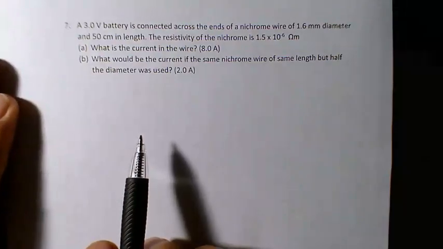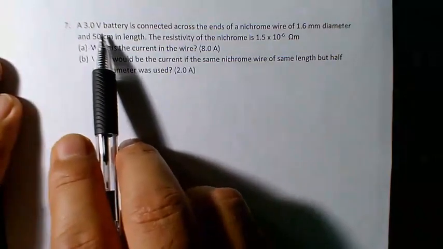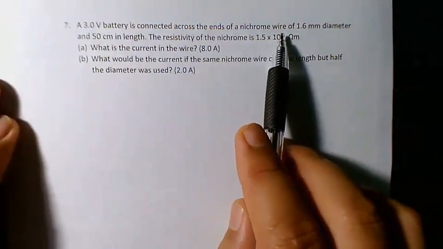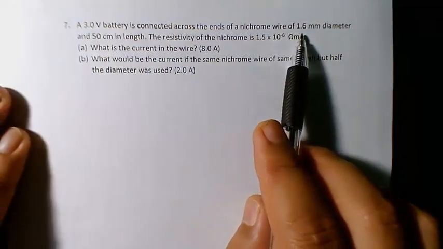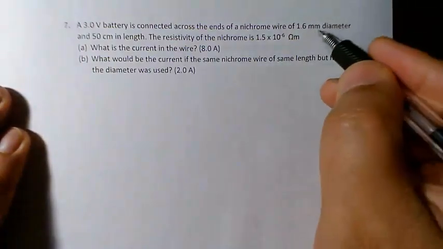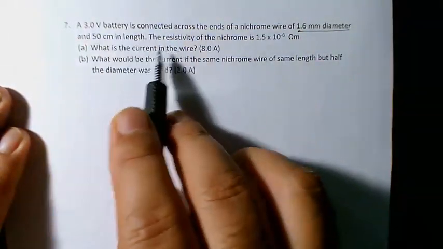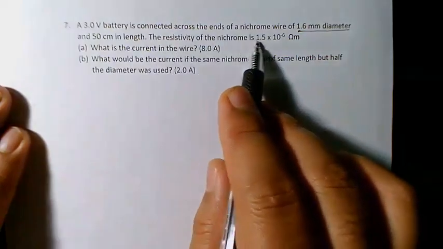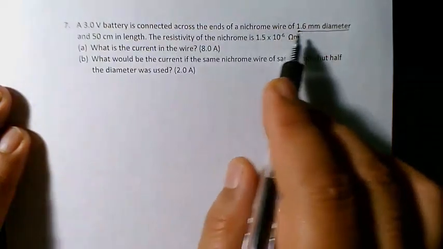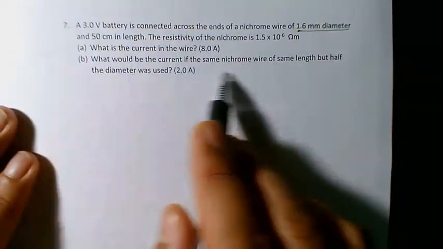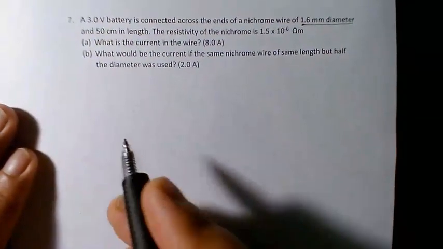So here's the next problem. It says a 3-volt battery is connected across the ends of a nichrome wire, a heating element of 1.6 millimeter diameter. The diameter of this coil is 1.6 millimeter and 50 centimeter length, half a meter. The resistivity of the nichrome is this at this operating temperature. What is the current in the wire? And so on.